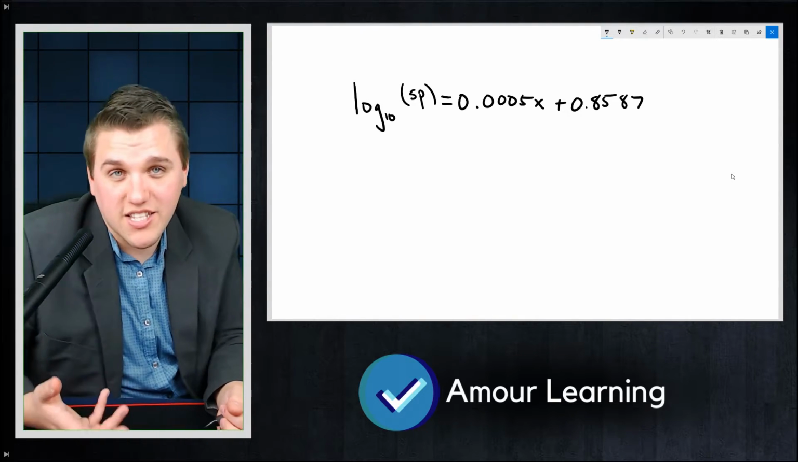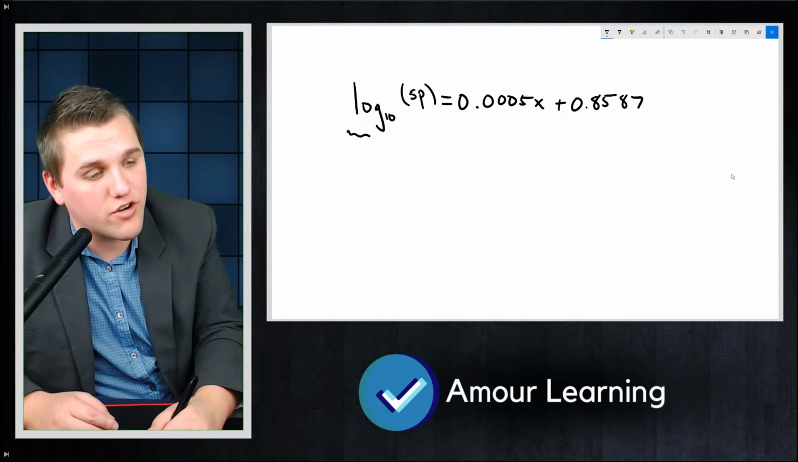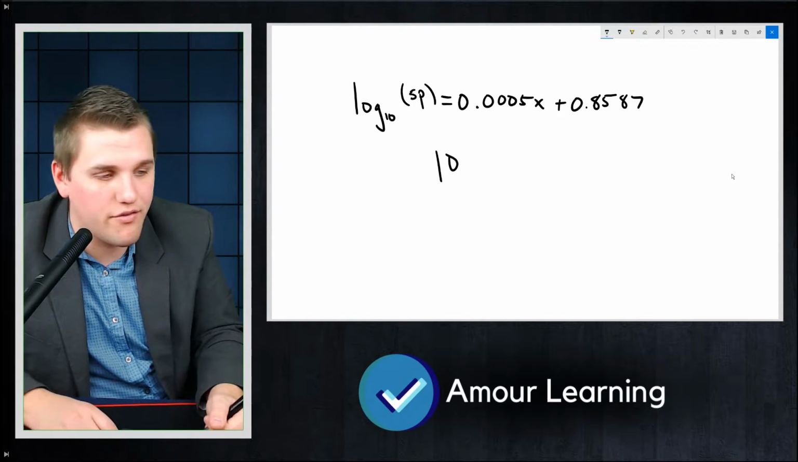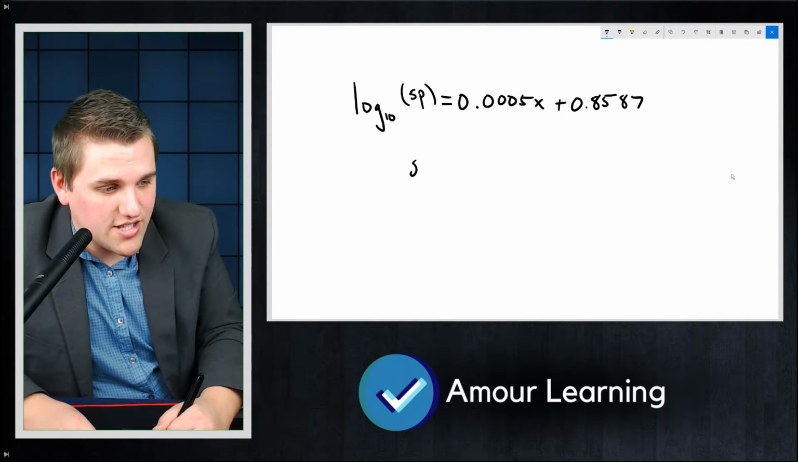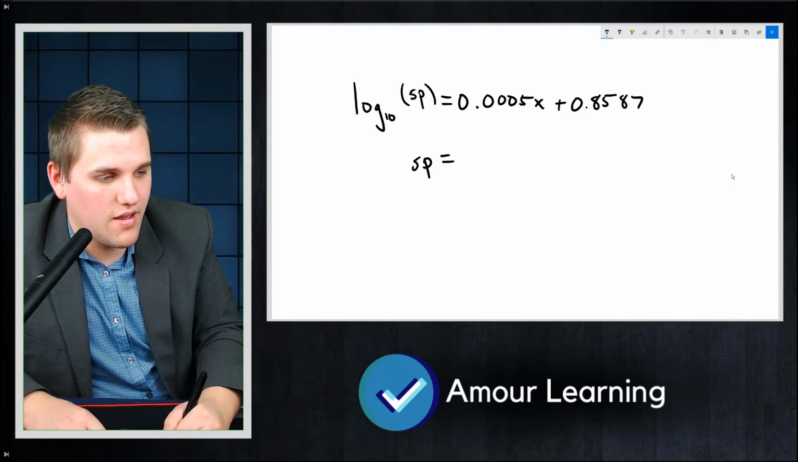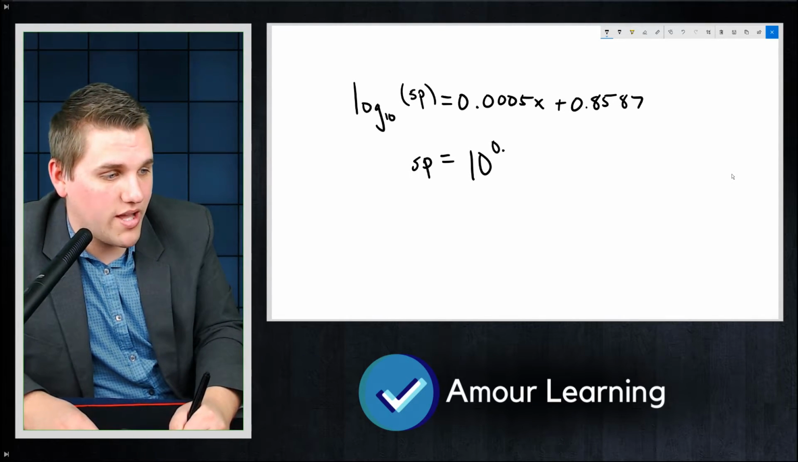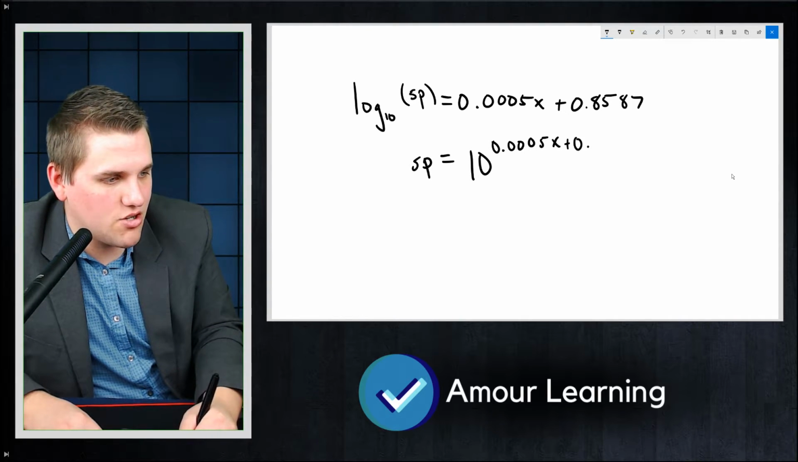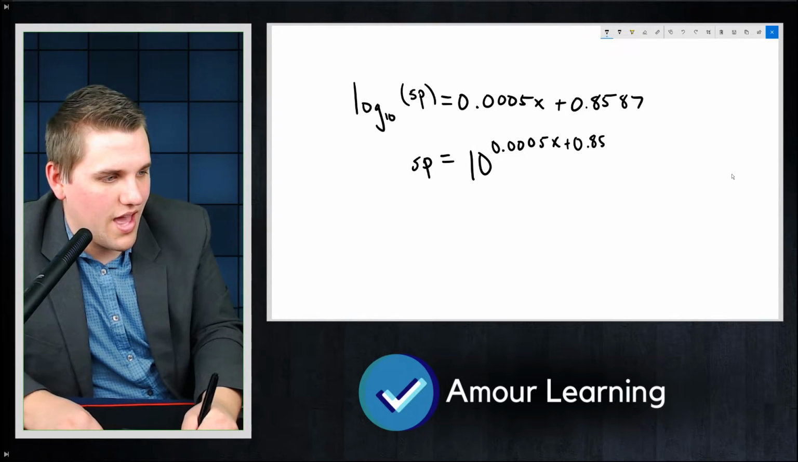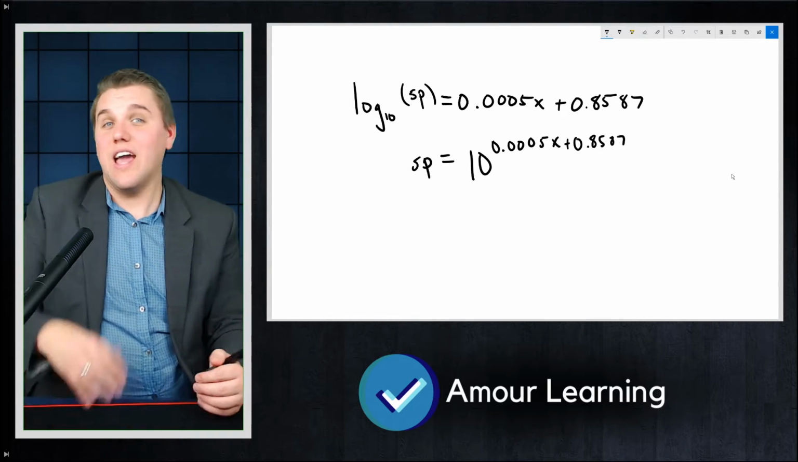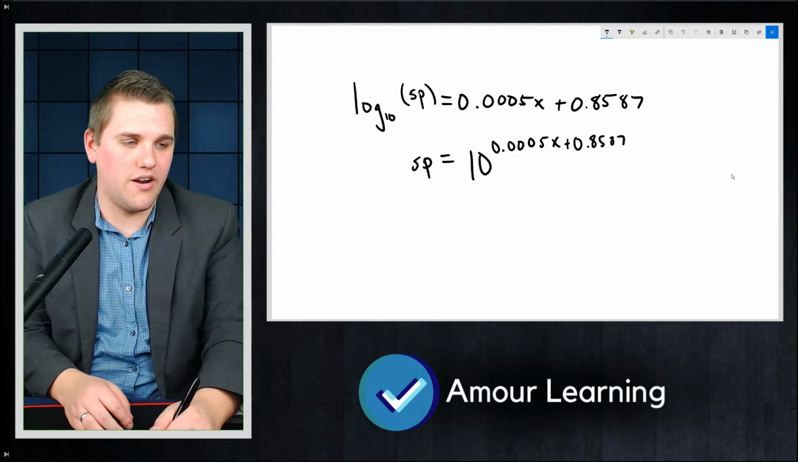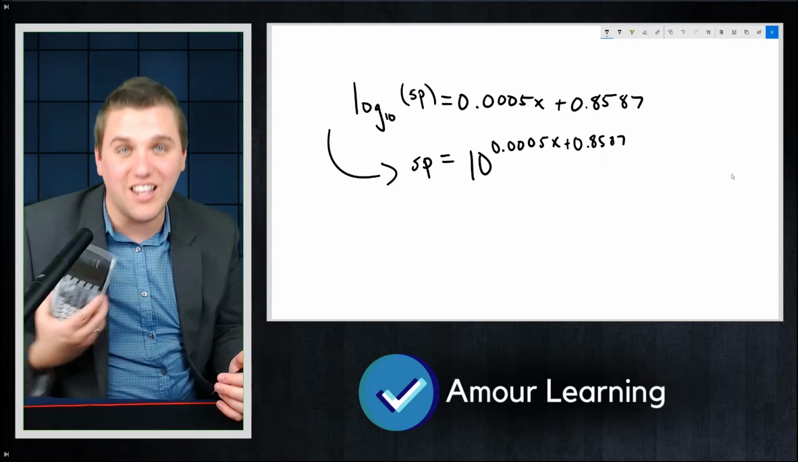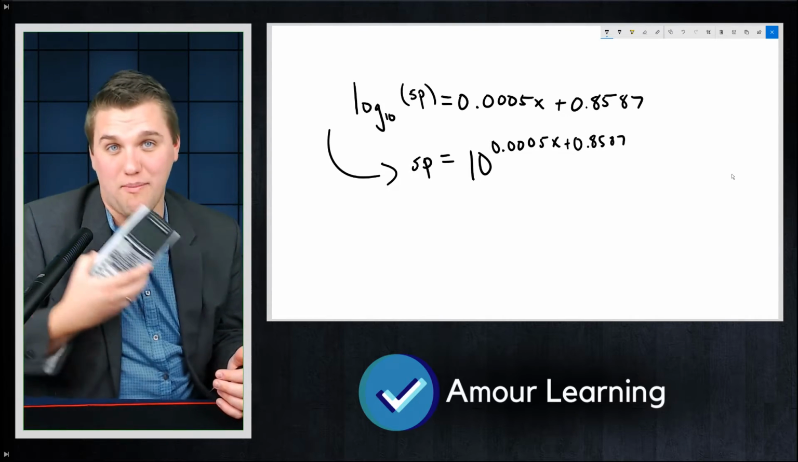So if we wanted to predict the stock price, what we can do is find the inverse of this function, which happens to be 10 raised to the power of, on both sides. So our stock price can be represented as 10 to the 0.0005x plus 0.8587. Now that looks kind of fancy. How did I go from here to here? Well, that part I'm not going to explain so much because, again, there's technically exponential regression on here that'll do all the math for you.